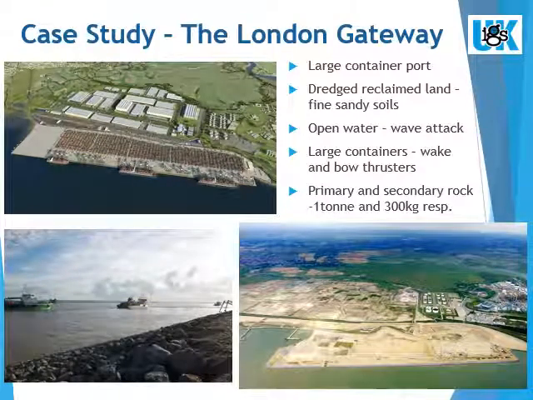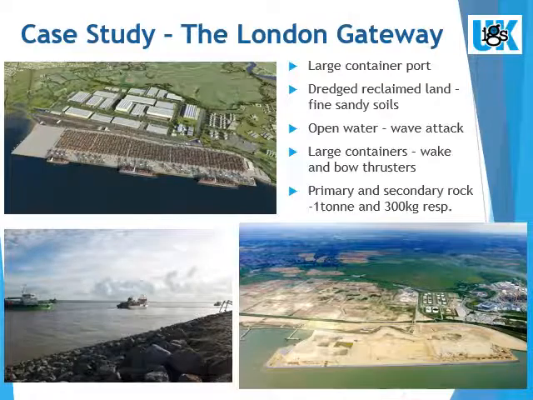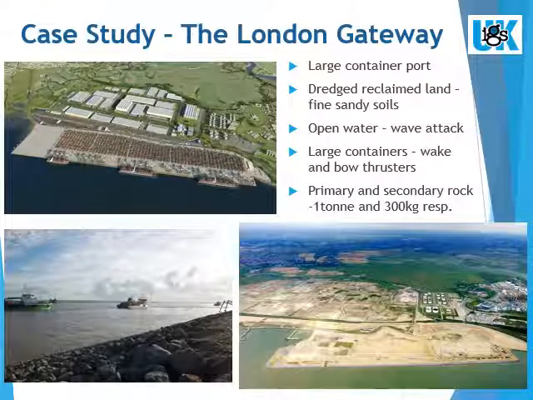London needed a large container port which could take the ever-growing size of container vessels travelling the globe. A site near Canvey Island on the Thames estuary was chosen, and an area of dredged sand was developed out into the estuary to reach into the deep water channel. This exposed site was subject to large waves and the bow thrusters from the visiting ships. If left, the dredged sand would quickly disappear. The sloping leading edge was to be covered in a 1-ton primary rock overlaying a 300-kilogram secondary rock to prevent erosion.